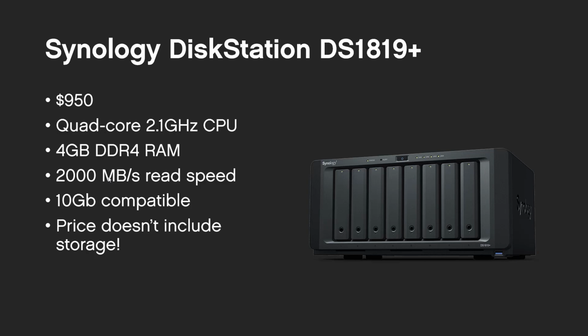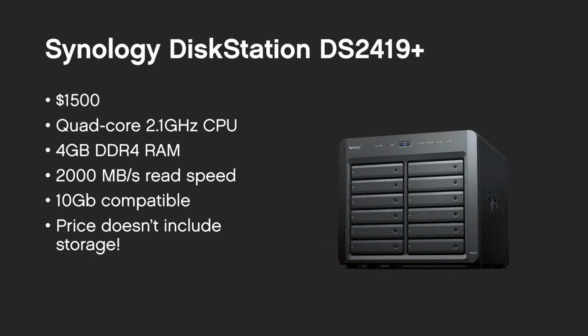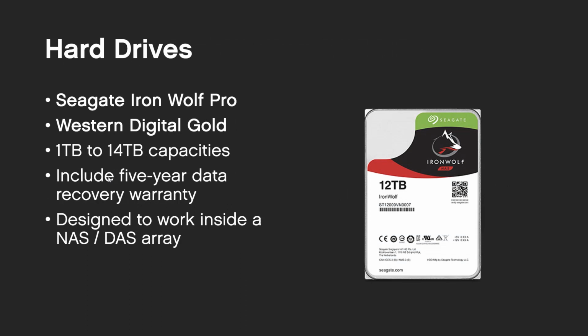Moving up, there's the 1819 Plus. This is actually what we use here at the school. Very fast, a little bit more expensive, doesn't include storage, but it's 8 bays. So you can have more storage later on down the line to fill up. We've also got the big boy. This one is 12 bays, same speed, again, just giving you more storage, more options. And then obviously hard drives to put in them.